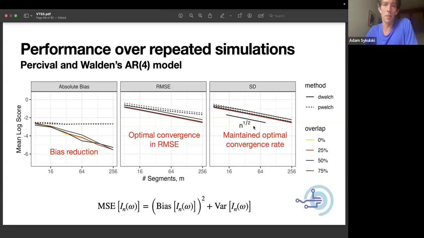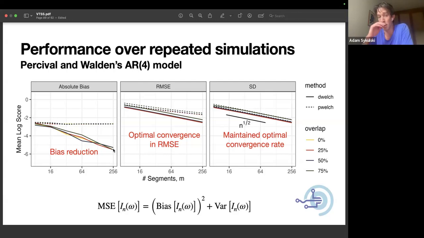So just to round up with some simulations from Percival and Walden's AR4 model, if we compare what we're going to call debiased Welch, dWelch, and the original Welch method, the dashed lines are all going to be the original Welch, and dWelch is our method. We can reduce the bias, because before, when we increased the number of segments, the bias remained constant with Welch's method. That was the problem with Welch's method: we're killing variance, but we're not removing bias. But here we show we can send the bias towards zero, right?